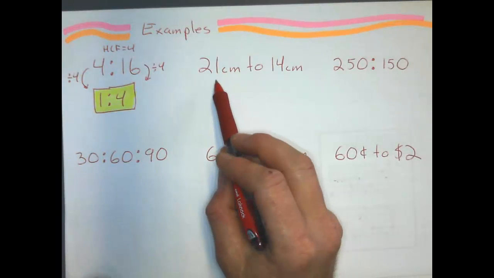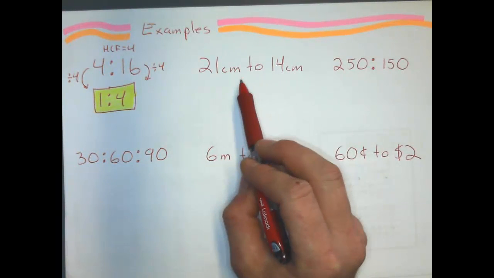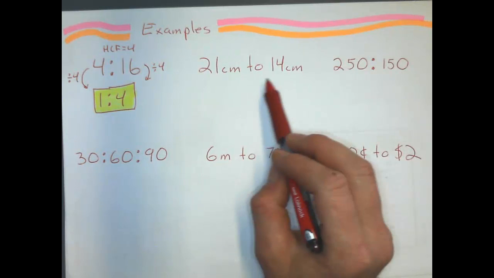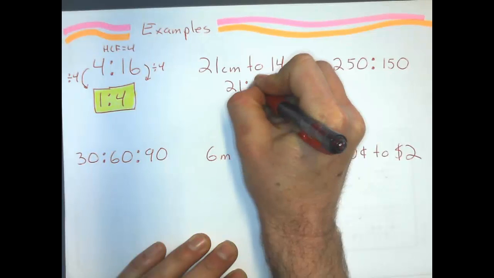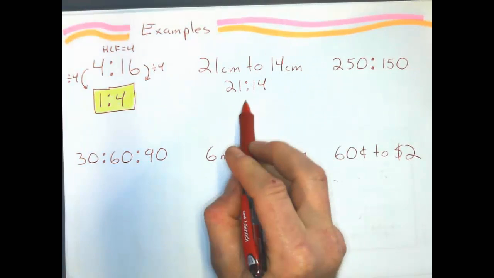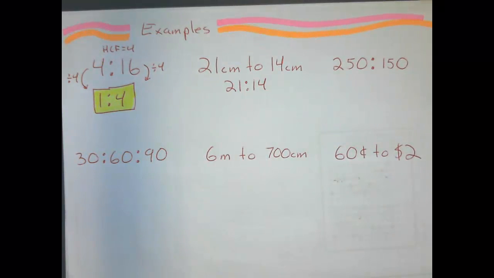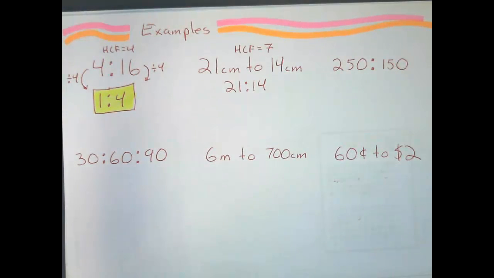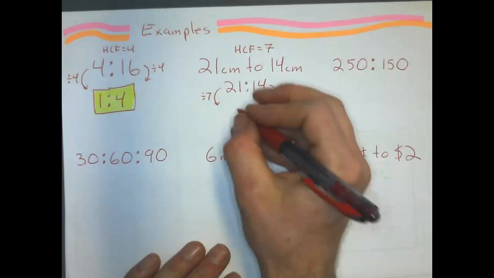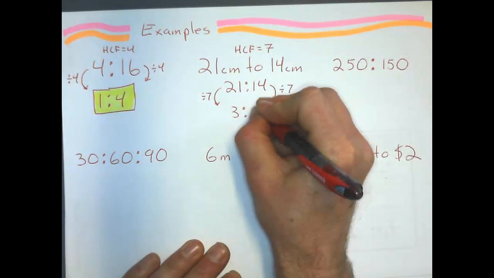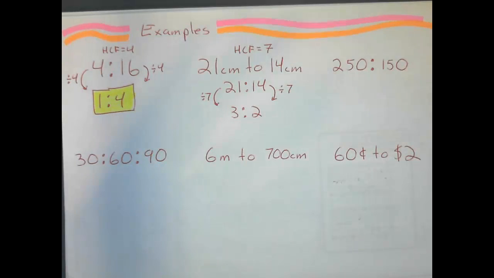Now the next one I have, 21 centimeters to 14 centimeters. They're in the same units, so I don't have to worry about changing it. That's just simply 21 to 14. Then I go, okay, I can simplify that because they've got a highest common factor of 7. So I'll divide both of these by 7, and 21 divided by 7 is 3, and 14 divided by 7 is 2. So I'd get a simplified ratio of 3 to 2. No common factors in 3 and 2 except for 1.